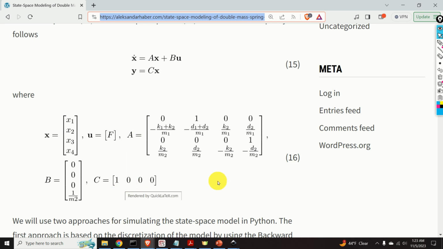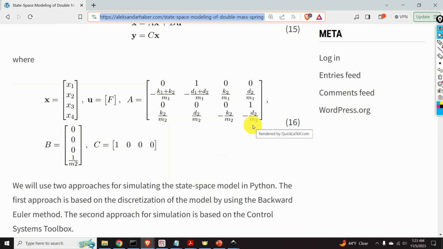Our next goal is to simulate the state space model in Python. We will use two approaches for simulating the state space model in Python. The first approach is based on the discretization of the model by using the Backward Euler method. The second approach is based on Python's control systems library.